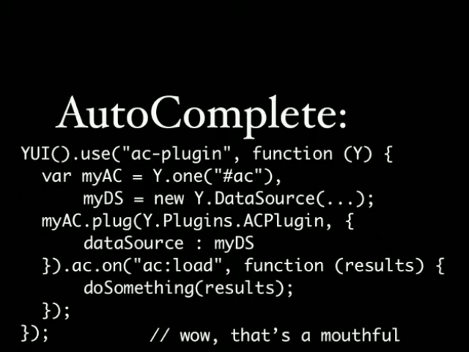But yeah, so this is kind of what I've talked through already. Right, we're going to use the AC plugin. I'm going to plug that into a node with a data source, listen to the onload event, and then do something with the results. Right, and the thing is, that's kind of a lot of code.